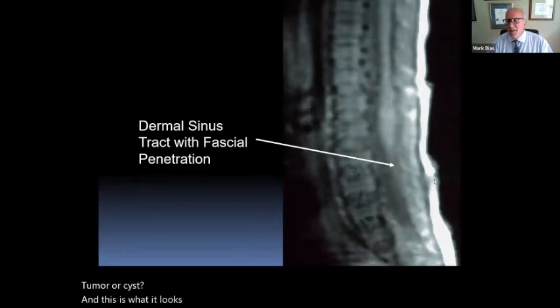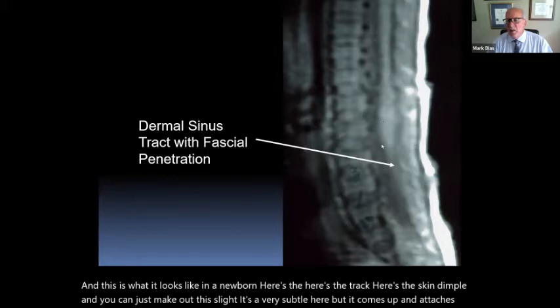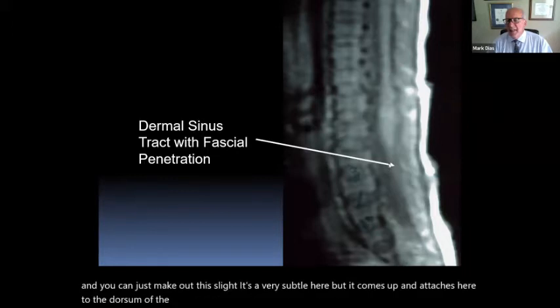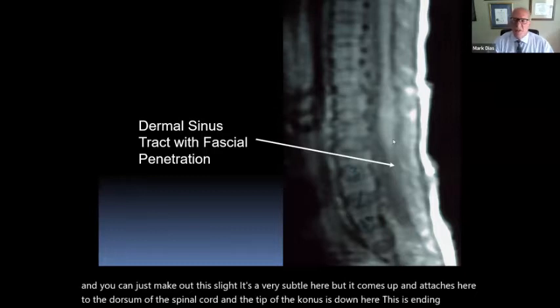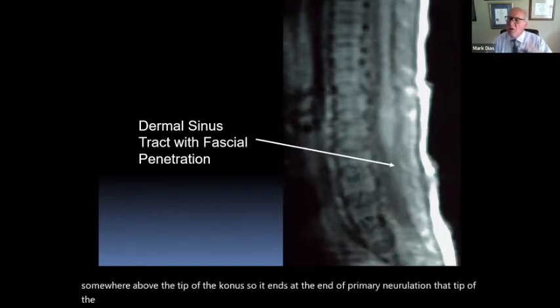Here's the tract, here's the skin dimple, and you can just make out this slight, it's very subtle here, but it comes up and attaches here to the dorsum of the spinal cord, and the tip of the conus is down here. This is ending somewhere above the tip of the conus. So it ends at the end of primary neurulation, and that tip of the conus below and the filum are the parts that are formed by secondary neurulation.